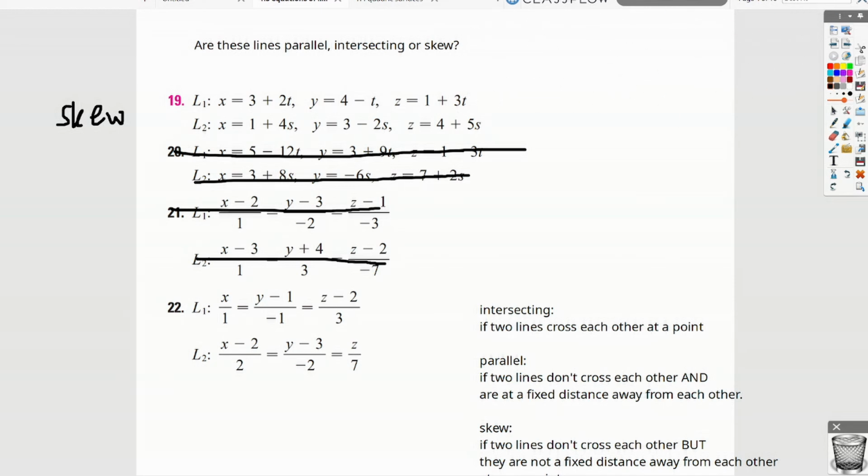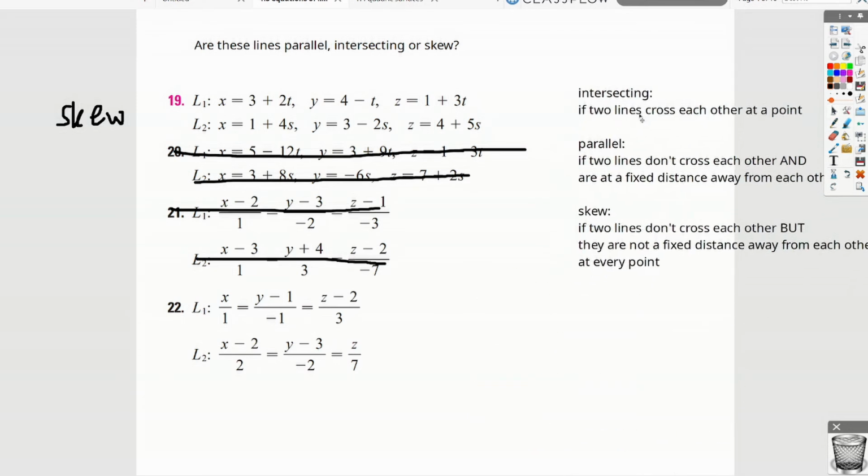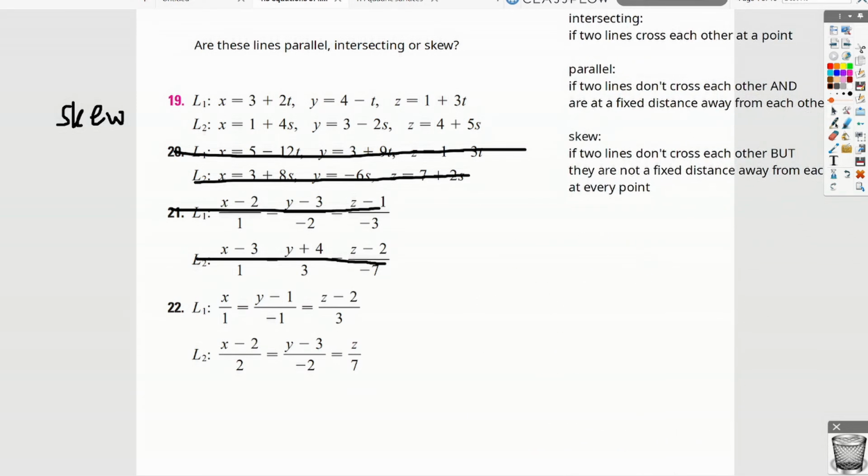Next one, this is the symmetric equations this time. So x over 1 equals y minus 1 over negative 1. I don't like these equations. These equations aren't cool. However, we're going to have to work with them anyways. So we're going to rewrite them as parametric equations. So let's do that right now.